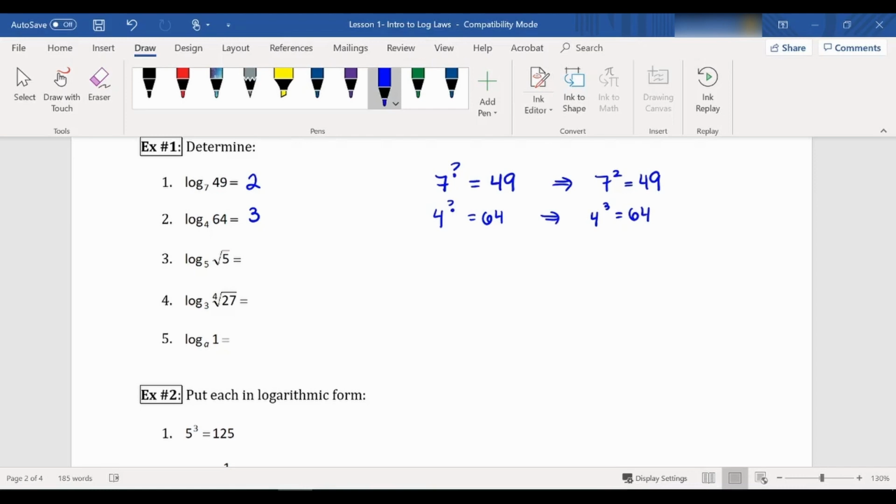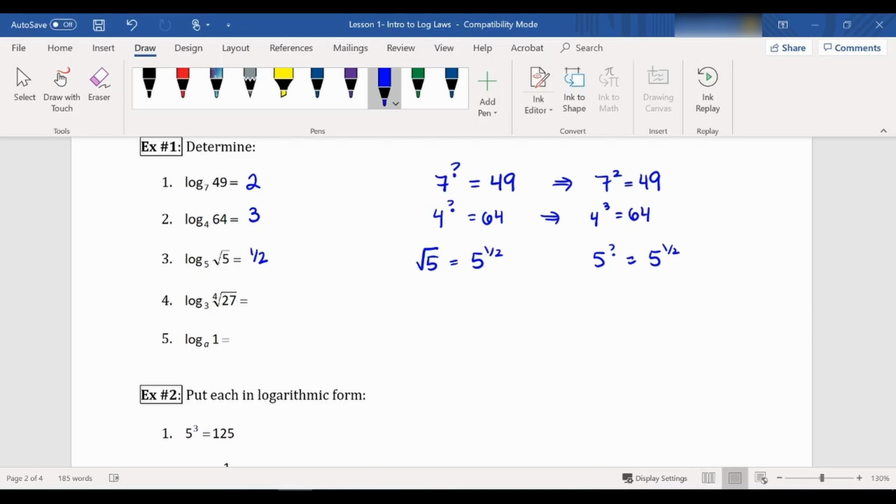But what about something like log base 5 of root 5? Well, we need to pull back our exponential rules from grade 9 and 10. And we need to remember that if you have any radical, we can rewrite that as a fractional power. So we know that root 5 is the same as 5 to the power of 1/2. So this is asking 5 to what power is equal to 5 to the 1/2? Well, the answer would be 1/2.